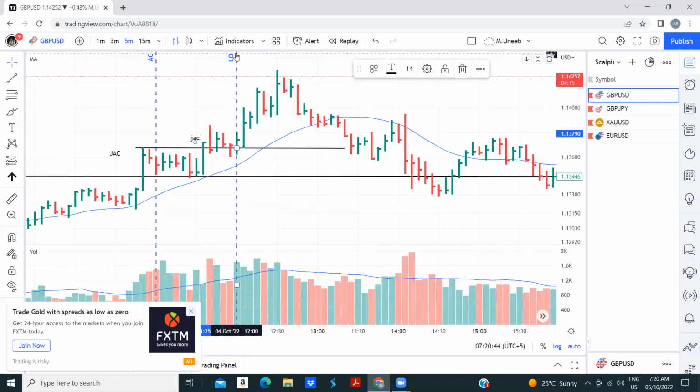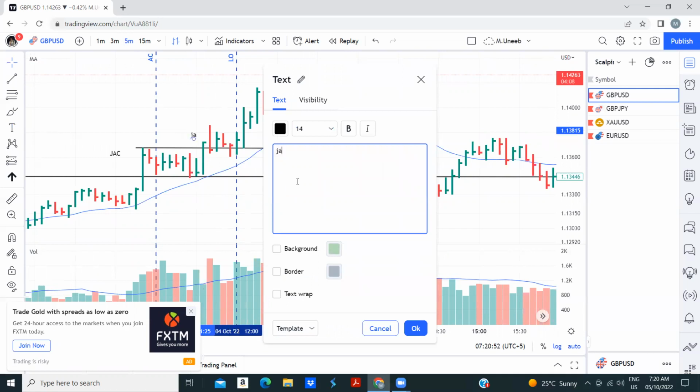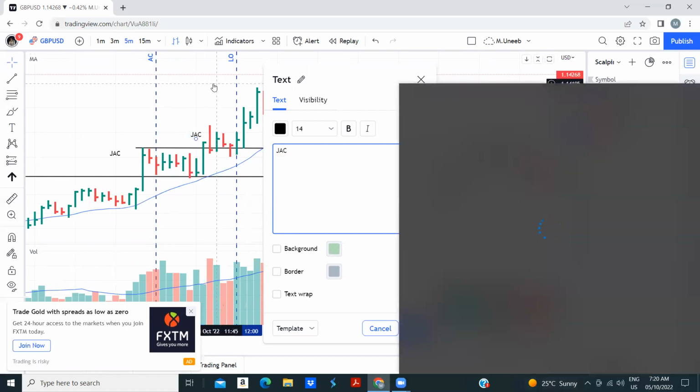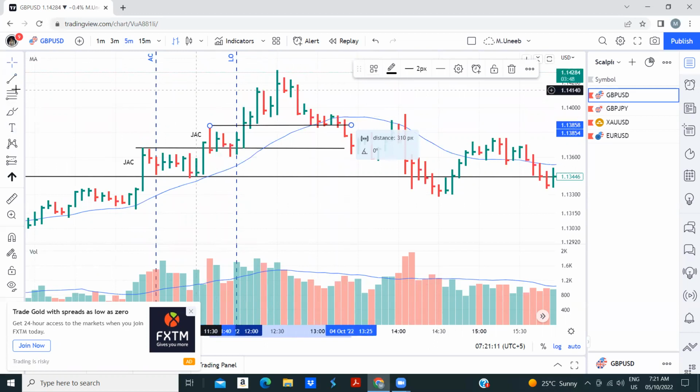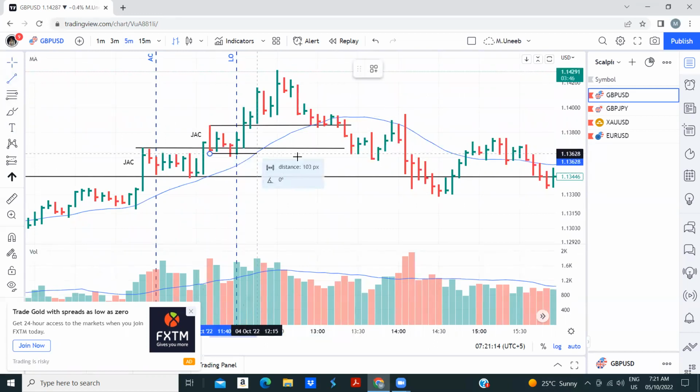And right here, the London opens. If this is JAC, then this range will be reaccumulation. And if it's again JAC, then this range will also be reaccumulation. This is again reaccumulation. And what do we see here?